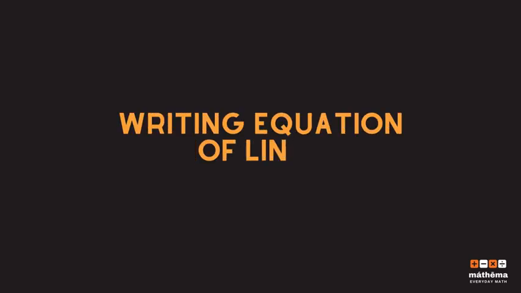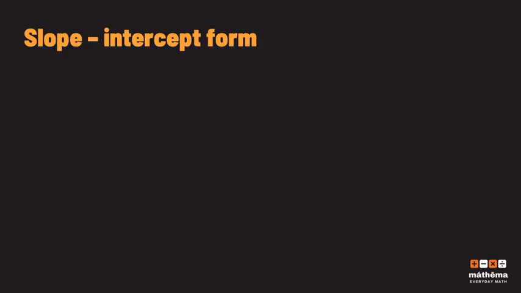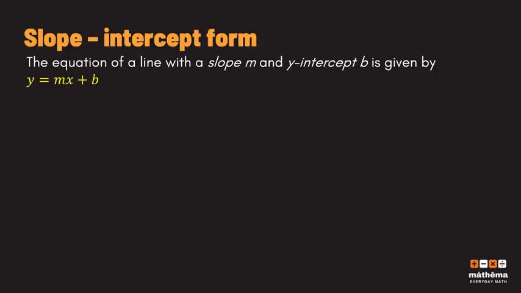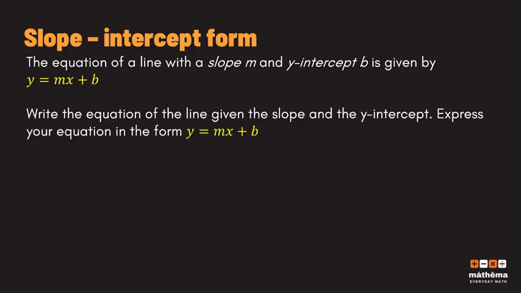Writing equation of lines. In writing the equation of a line, we have different methods. First of which is the slope-intercept form. The equation of a line with a slope m and the y-intercept b is y is equal to mx plus b, where again, our m is our slope, b is our y-intercept. And again, I would like to recall that when we are talking about the y-intercept, this is when x is 0.